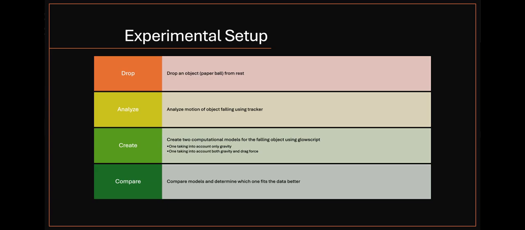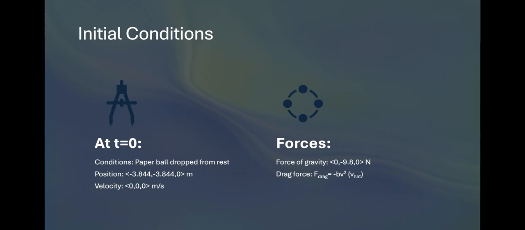So for this experiment, we dropped a paper ball from rest, and then we analyzed the motion of it using Tracker, and then we created 2 computational models for the paper ball using GlowScript. So for one, we only took into account gravity, and then for the second one, we took into account both gravity and drag force. And then finally, we compared the models and determined which one fits the data better.